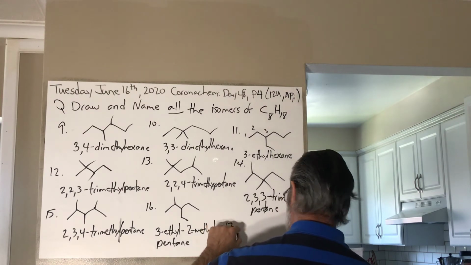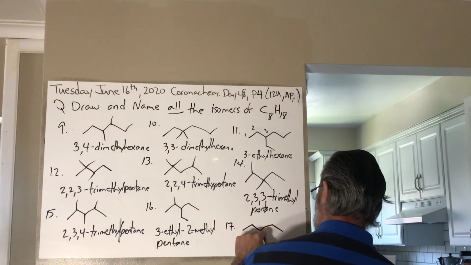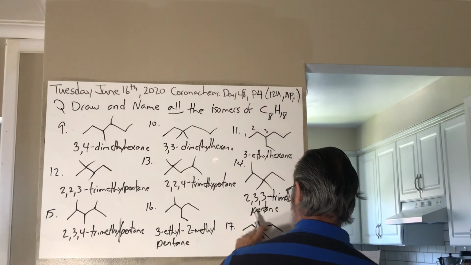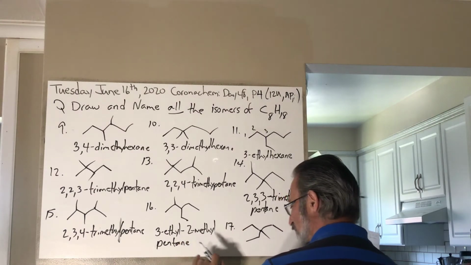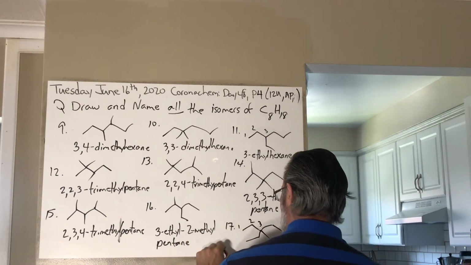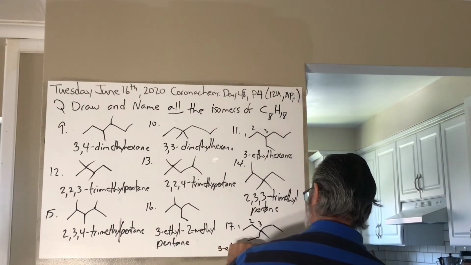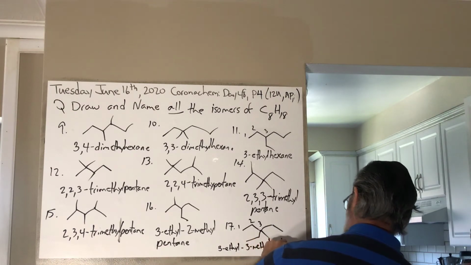The 17th possibility is 3-ethyl, 3-methyl. 1, 2, 3, 4, 5. So you have the ethyl group here, and also the methyl group. So the longest continuous chain is 5. That's the third position. So you'd say 3-ethyl, 3-methyl pentane. That's up to number 17.